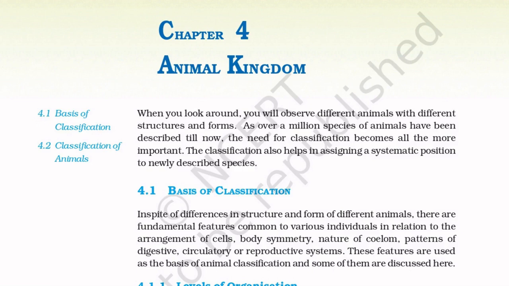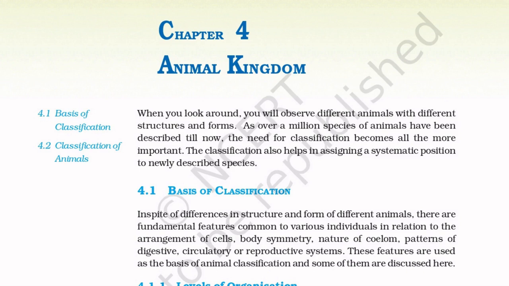Chapter 4: Animal Kingdom. When you look around, you will observe different animals with different structures and forms. As over 1 million species of animals have been described till now, the need for classification becomes all the more important. The classification also helps in assigning a systematic position to newly described species.